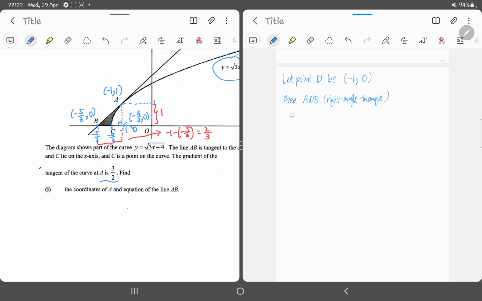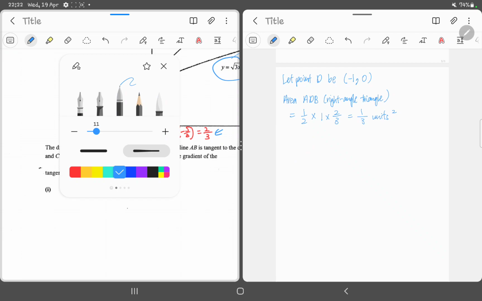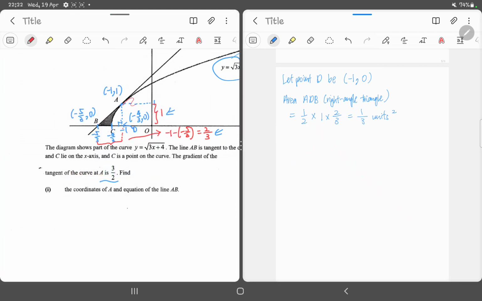Now this area is actually equals to half times 1 times 2 over 3, which equivalently is 2 over 3 units squared. Okay, sorry, 1 over 3 units squared. Okay, that's the area ADB. Now, knowing this area ADB, right? So this is area ADB, correct? Which is over here. So I try to shade it. So this is area ADB.